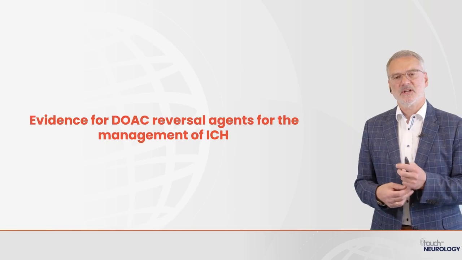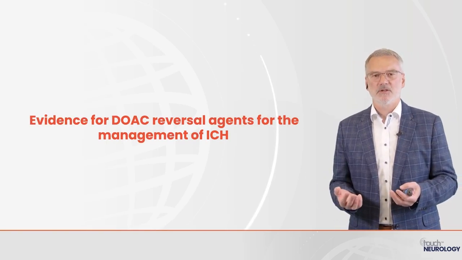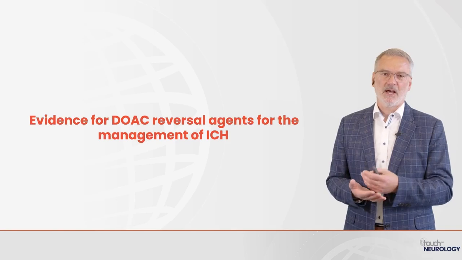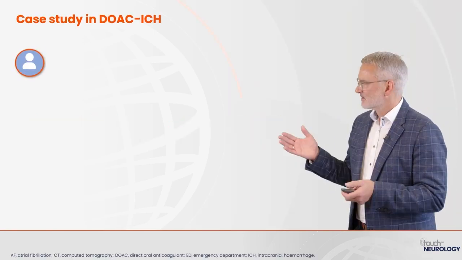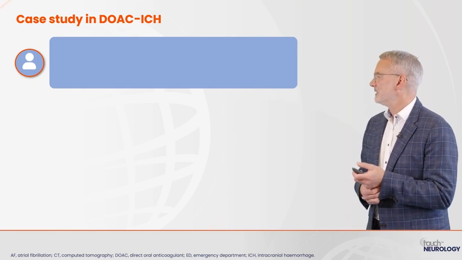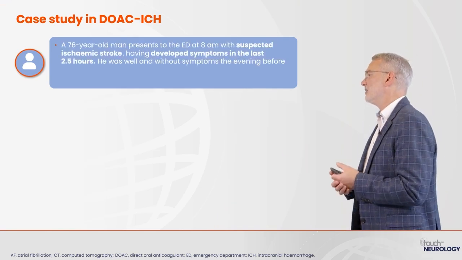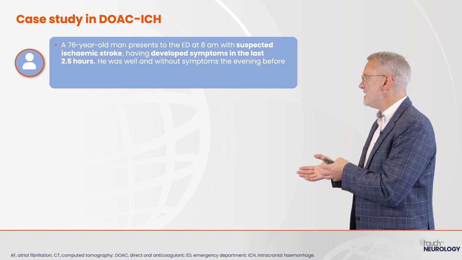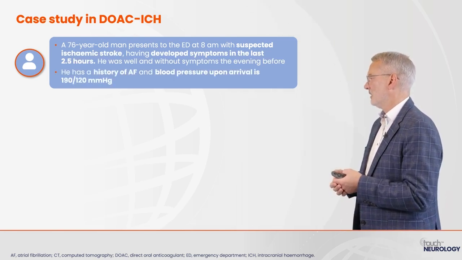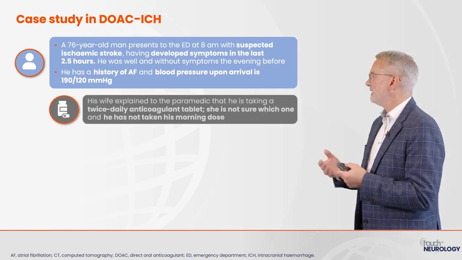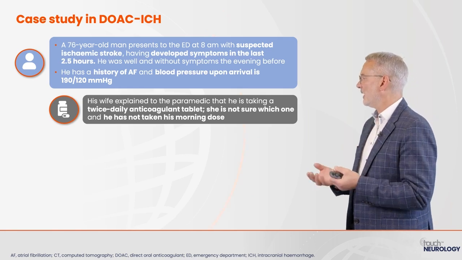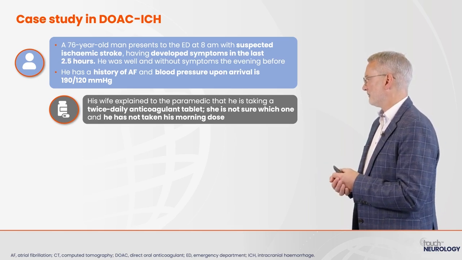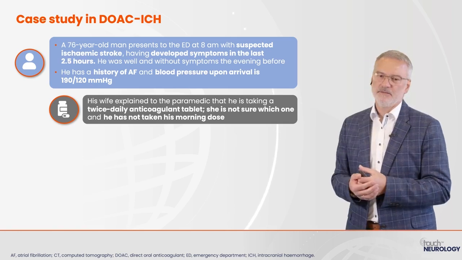The next section, I'd like to discuss evidence for DOAC reversal agents for the management of ICH. Because, as I said, bleeding will occur, bleeding has sequelae and carries a high risk for mortality for these patients. So here is a case study of a DOAC-related ICH. A 76-year-old man presents to the emergency department at 8 in the morning with a suspected ischemic stroke. And this suspicion comes from his neurologic symptoms in the context of being an atrial fibrillation patient. On arrival, he's hypertensive, and his wife explained to the paramedic that her husband is taking a twice-daily anticoagulant tablet, but she's not sure which one it is. But she was sure he didn't take it this morning. So last intake, very likely last evening.